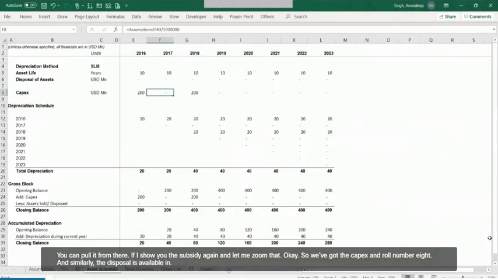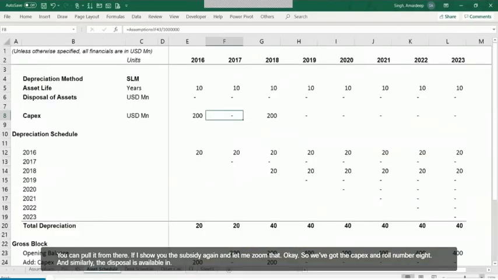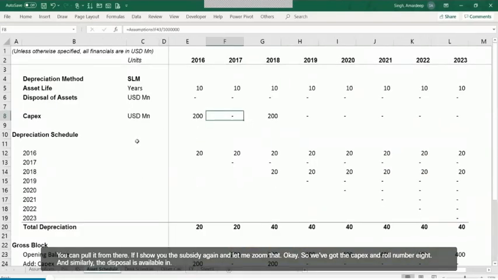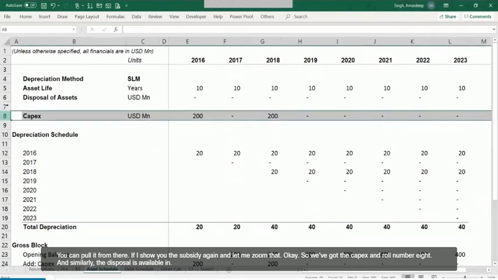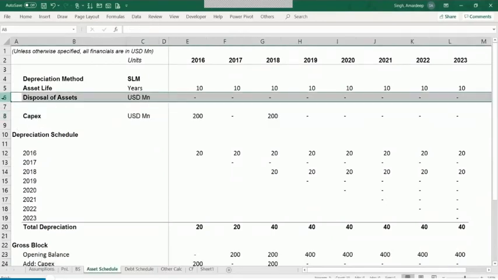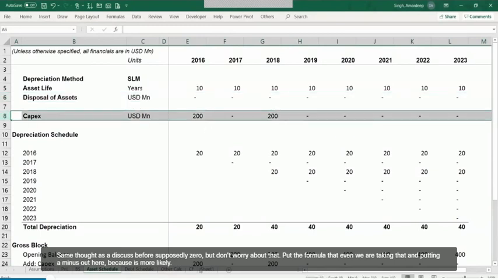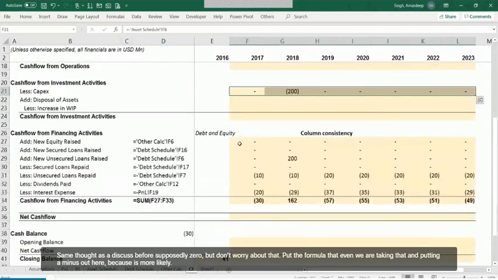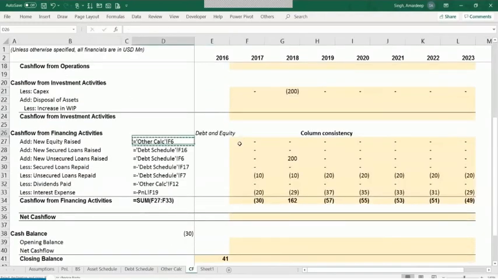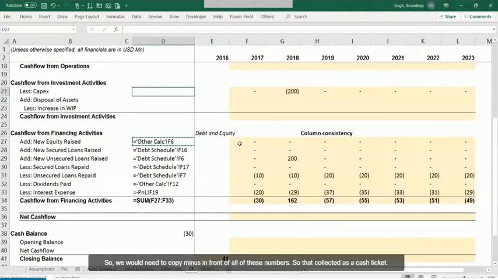If I show you the asset schedule again, and let me zoom that out a little bit. So we have got the capex in row number 8, and similarly the disposal is available in row number 6. Same fact as I discussed before. Disposal is 0, but don't worry about that. Put the formula at least. That capex is given. We are taking that and putting a minus out here because capex is more like an expense. So we would need to put the minus in front of all of these numbers so that we can reflect it as a cash outflow.